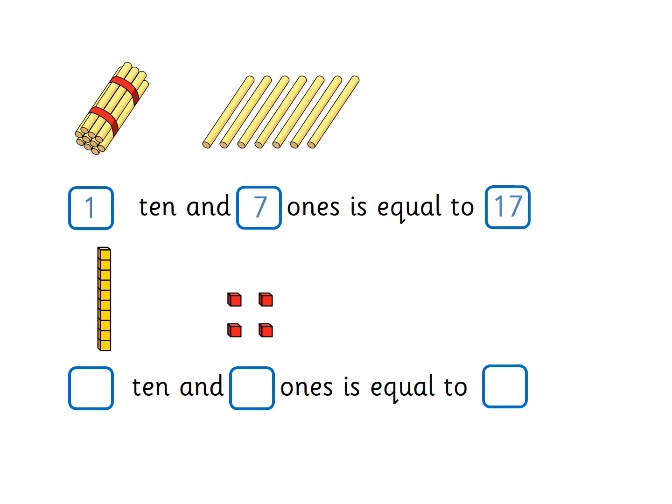Right, let's look along the bottom. We have got a base 10 stick and we've got some ones. So how many base 10 have we got? We've got 1 stick of 10, well done. And how many ones? 4, well done. So what is 1 ten and 4 ones? Count them all together. 10, 11, 12, 13, 14. So 1 ten and 4 ones is equal to 14.